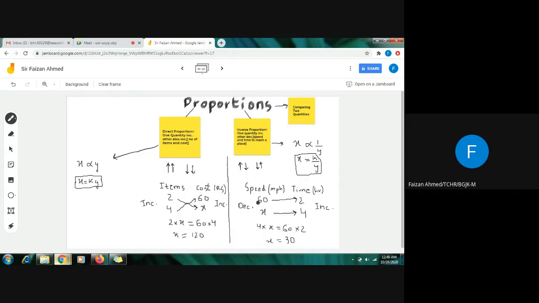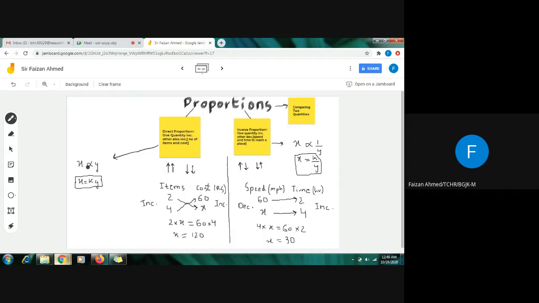So you can clearly see that the speed is decreasing and the time is increasing. So one quantity is decreased and one quantity is increased. So this type of relation is called the inverse relation or the inverse proportion. If we want to express the proportions mathematically, we can write it like this.